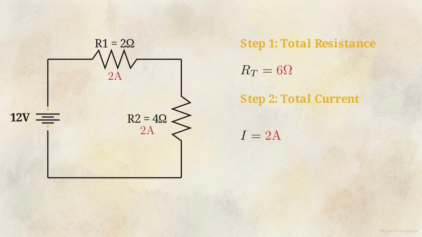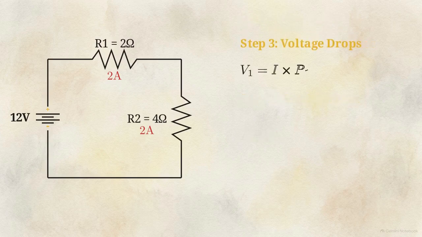Step 4. Verify the math. The 4-volt drop plus the 8-volt drop perfectly equals our 12-volt supply. In a series circuit, components consume the supply voltage in strict proportion to their resistance. They have to, in order to maintain that uniform flow of current.